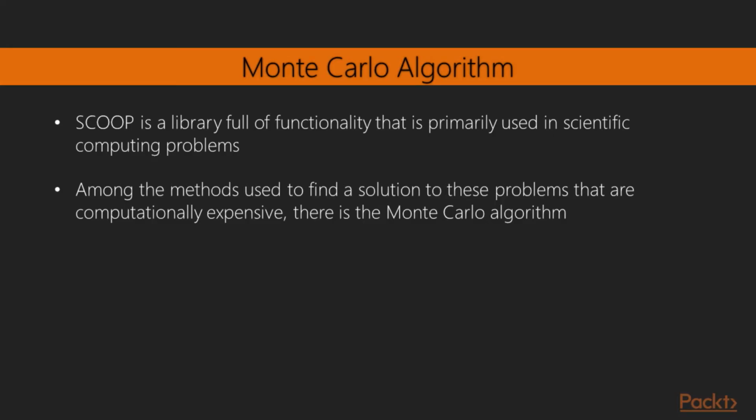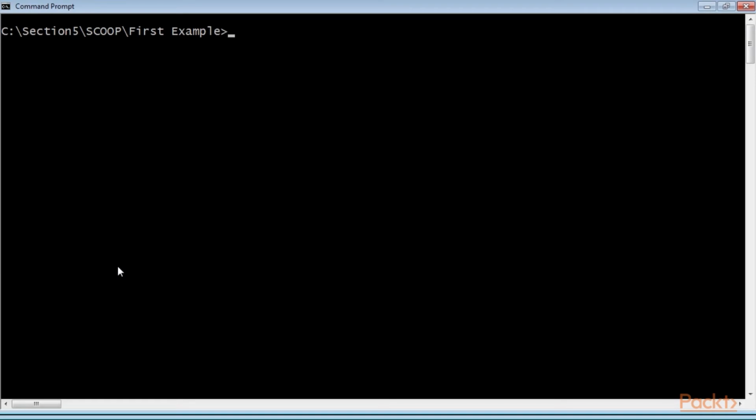Scoop is a library full of functionality that is primarily used in scientific computing problems. Among the methods used to find a solution to these computationally expensive problems, there is the Monte Carlo algorithm. In this example, we want to show you how to parallelize a Monte Carlo method for the solution of the following problem, the calculation of the number pi, using the features of Scoop. So, let's consider this code.